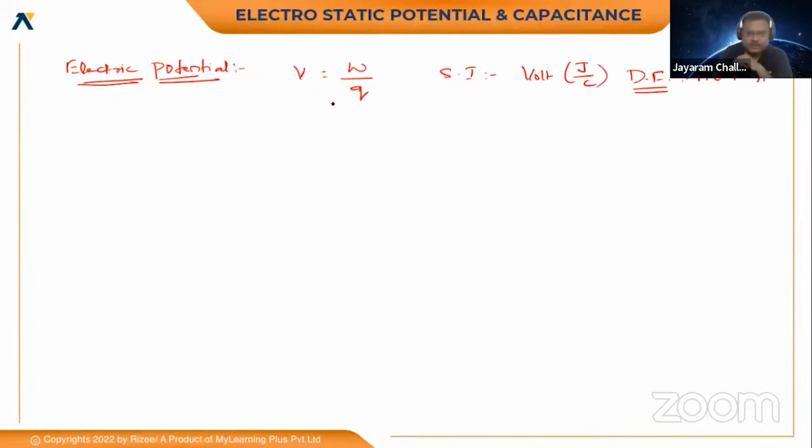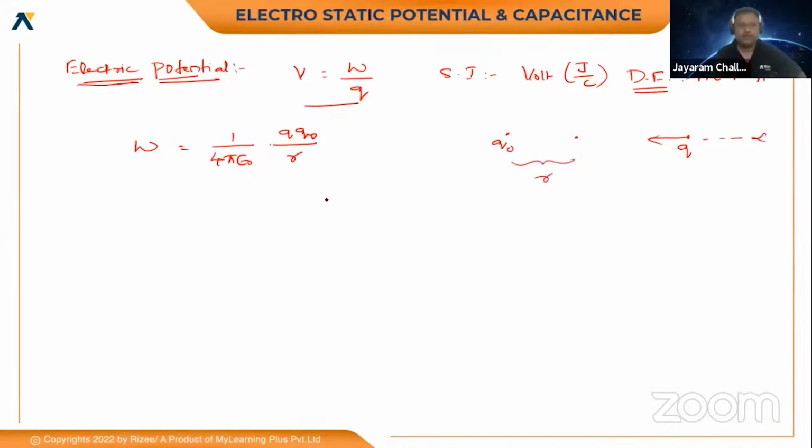Now, this is the general formula of the potential. How do we derive it? The work done in moving a unit positive charge can be written as 1 by 4 pi epsilon naught, q naught by r. If I am bringing a charge q, where q naught is the already existing charge, from infinity to a specific distance r, the work done will be this up to that particular value r.